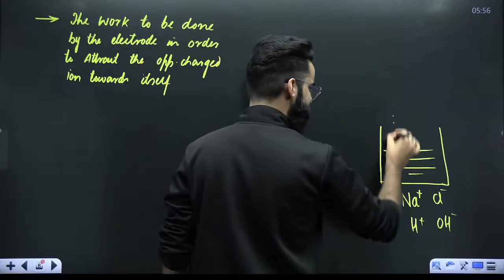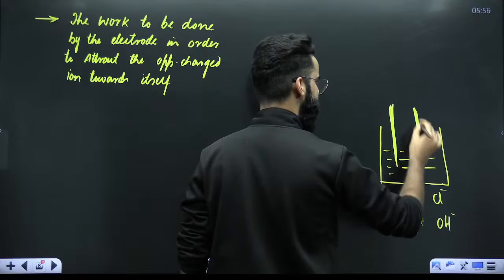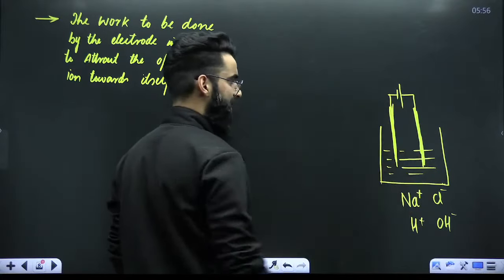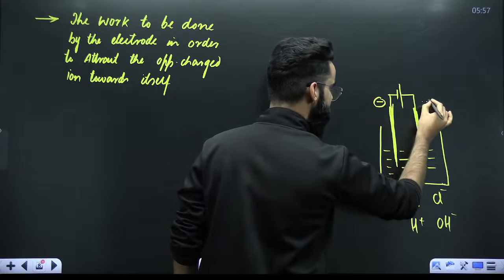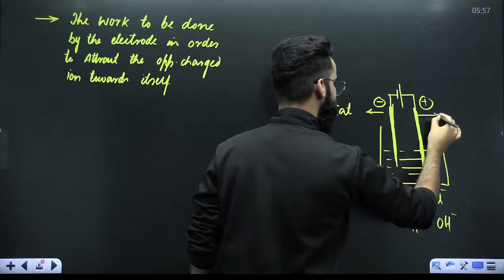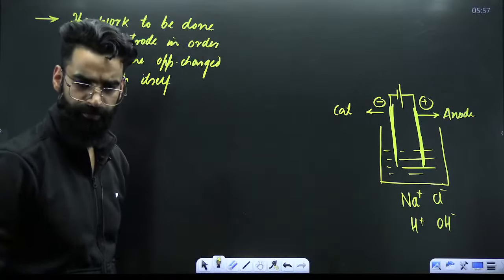Now, my dear students, imagine you have introduced two rods here, correct? Now you're connecting them with the external battery. This rod gets negative, this rod gets positive. The negative one is your cathode. The positive one is your anode. Perfect.